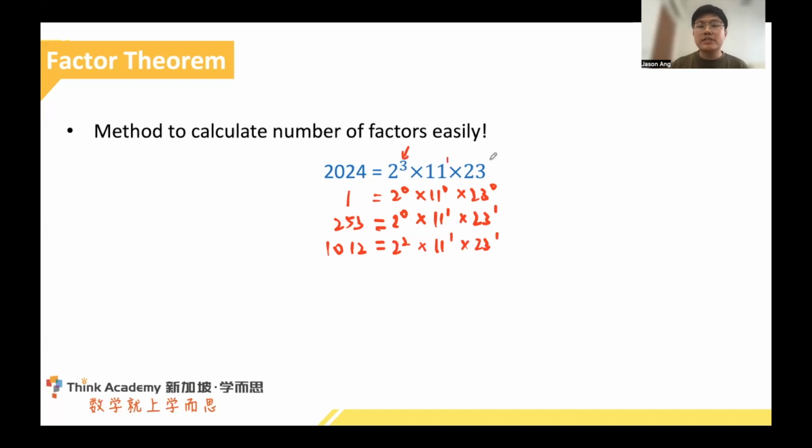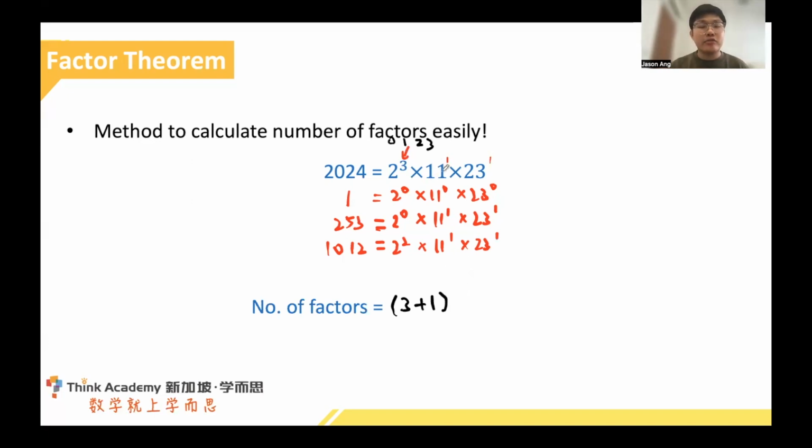In this case, the number of factors is very easy to determine. We can range from 0 all the way to 3. So it's 4 possible numbers, right? 0, 1, 2, 3. So we can take 3 plus 1 for the powers of 2. Remember 1, 2, 3, but we must remember to add the 0 behind.